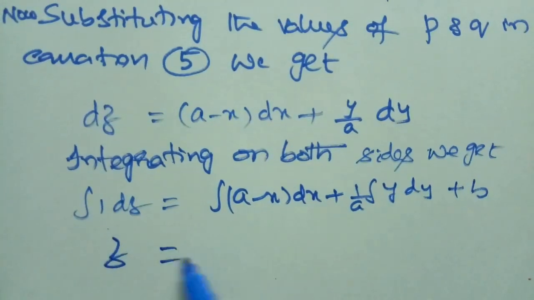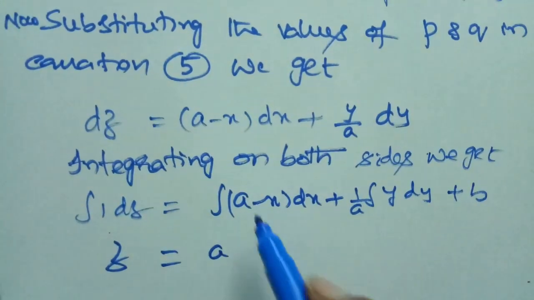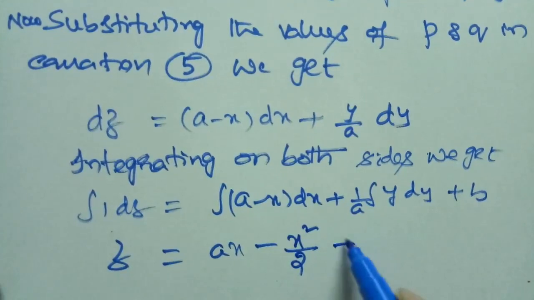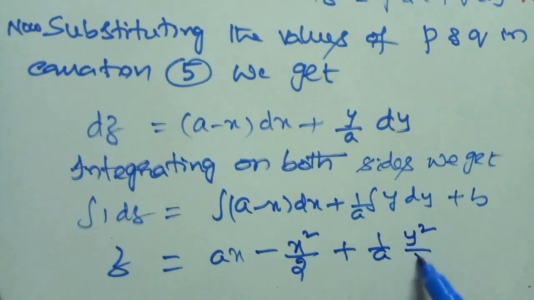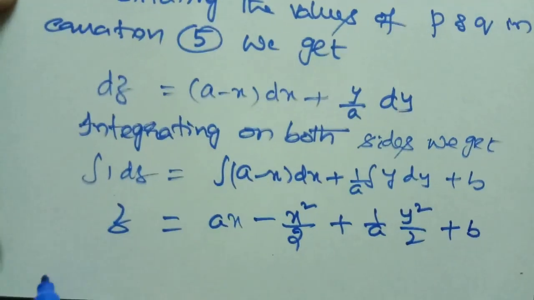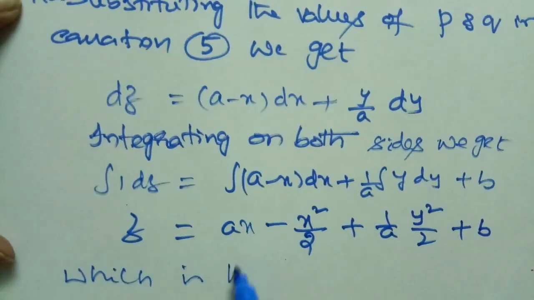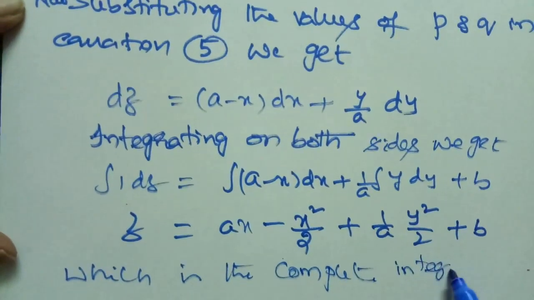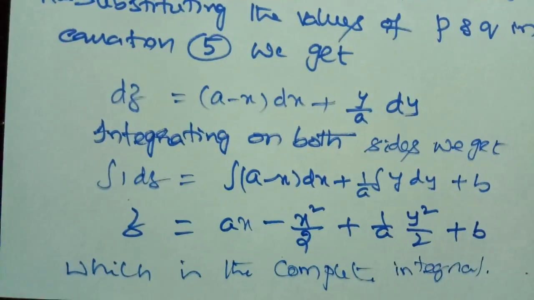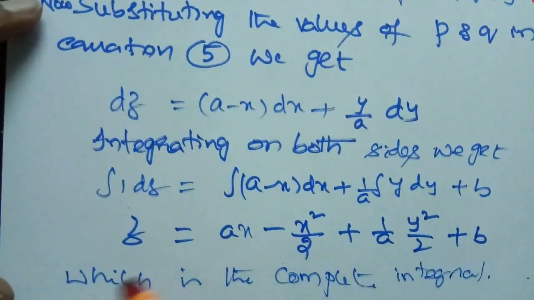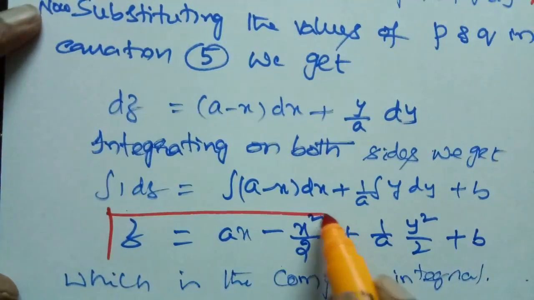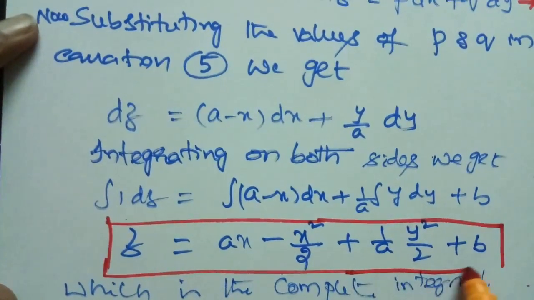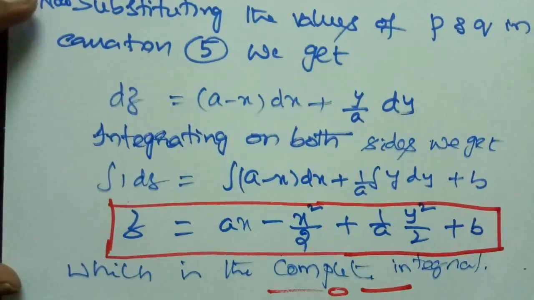Integration of 1 is z is equal to integration of a, a is a constant, therefore integration of 1 is x, integration of x is x square by 2, plus 1 by a into integration of y is y square by 2 plus constant of integration, which is the complete integral of the given equation, as it contains two independent variables x and y and two arbitrary constants a and b. Therefore, two independent variables and two arbitrary constants both are same in number. Therefore, this is called complete integral.